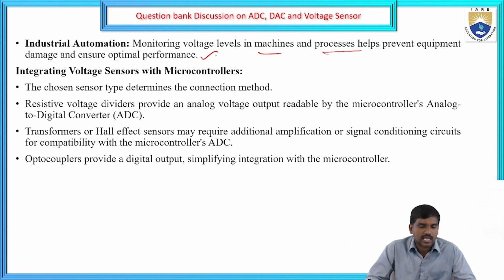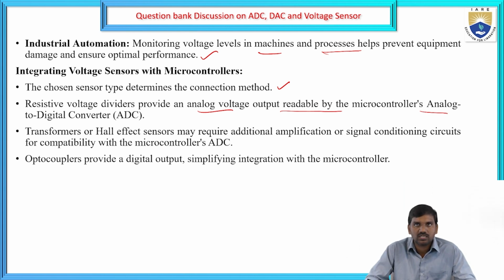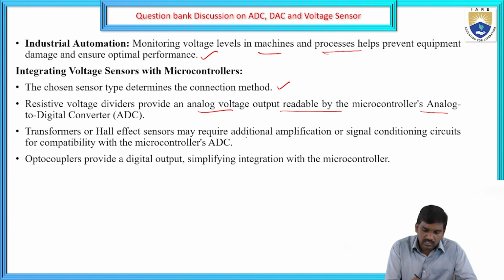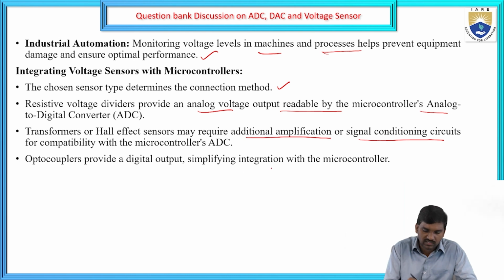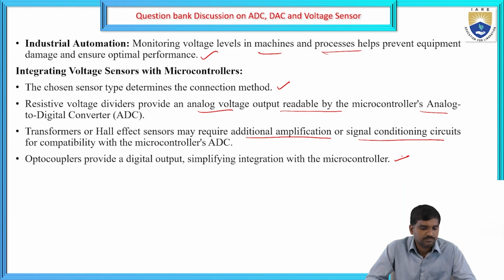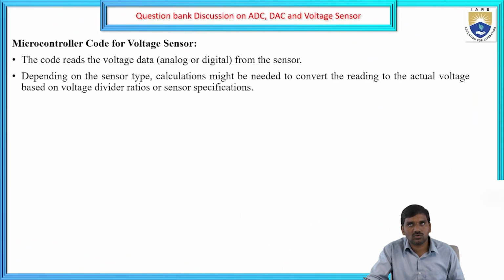So this is the last application, integrating voltage sensors with a microcontroller also. Here the chosen sensor type determines the connection method, depending on the voltage. A resistive voltage divider provides an analog voltage output readable by the microcontroller's analog to digital converter. Transformers or Hall effect sensors require additional amplification or signal conditioning circuits for compatibility with the microcontroller's ADC. And optocouplers provide a digital output, simplifying integration with the microcontroller. So these are some ways of integrating voltage sensors with a microcontroller.